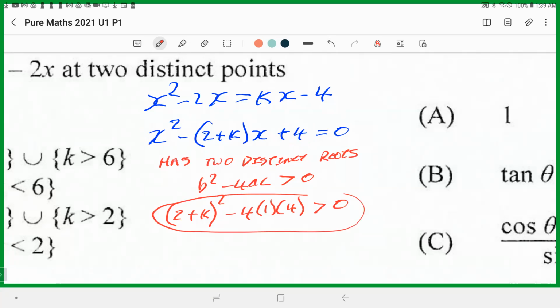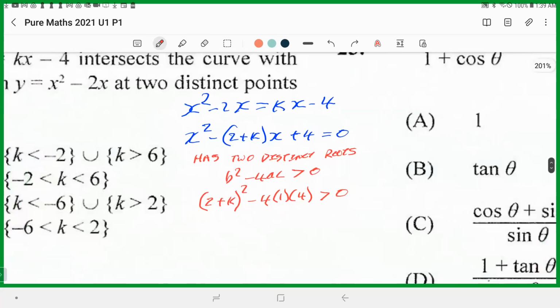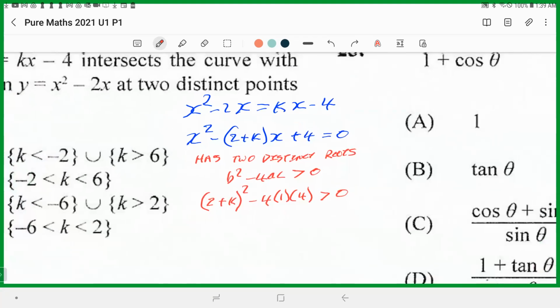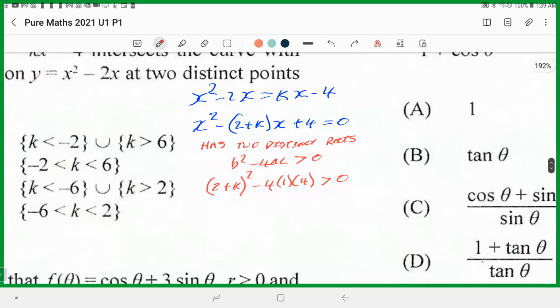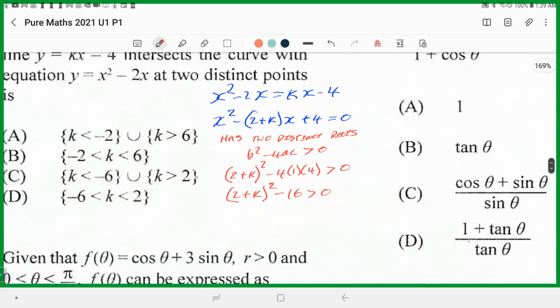And so we're now solving this inequality. And so the question is now, which one of these is the answer? I don't want to write this all the way down. All right, let's look at it this way. So it becomes 2 plus k squared minus 16 greater than 0. So how would the sketch for this be? If I were to sketch a quadratic for this, it would be a smile. Look at this. If I expand it, I'm going to get a smile, right?